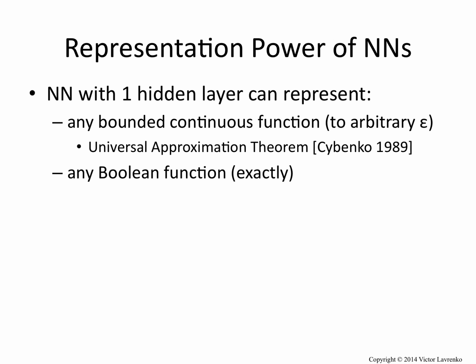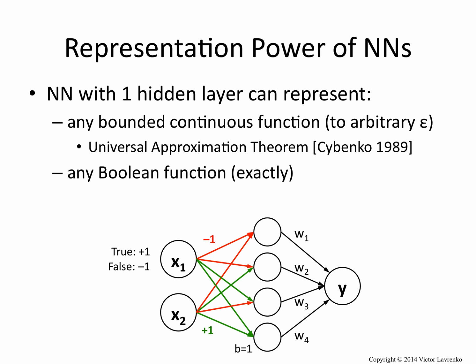And a slightly simpler result is if you've got any Boolean function, any function of true and false, any logical function, and you have a neural network with one hidden layer, then you can represent this problem exactly in every case. And the neat thing is the solution is actually really, really simple, right?